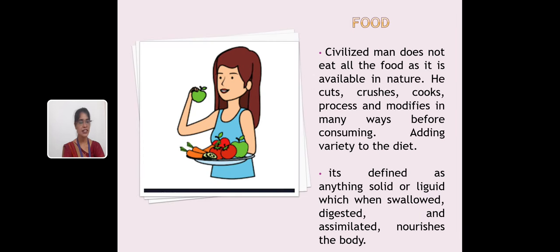Food. Civilized man does not eat all the food as it is available in nature. He cuts, crushes, cooks, processes and modifies it in many ways before consuming, adding variety to the diet. Food is anything solid or liquid which, when swallowed and digested, nourishes the body.